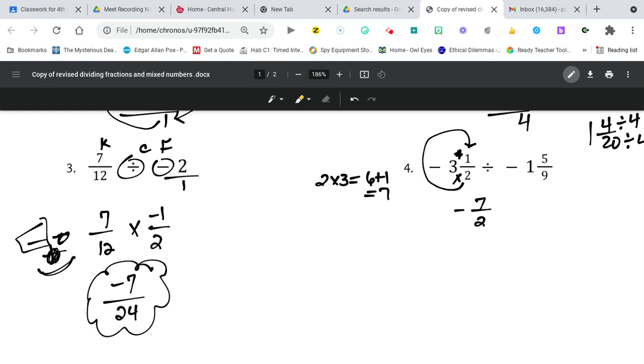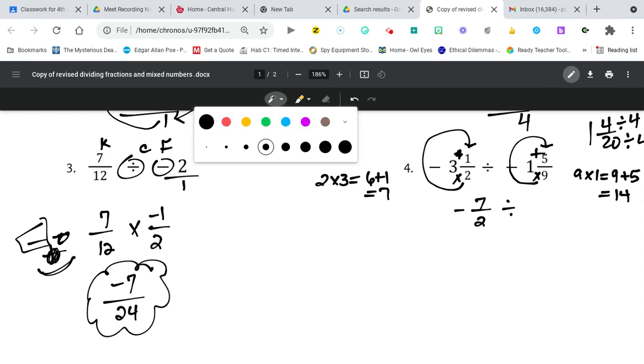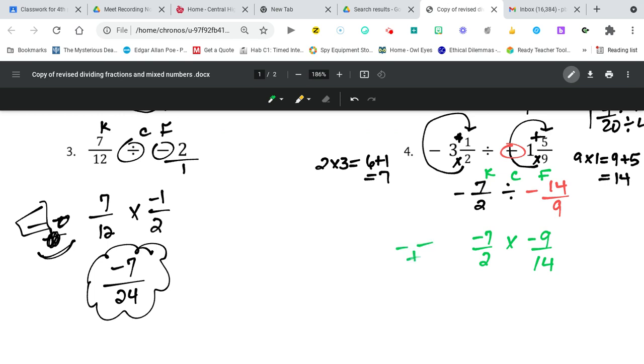So this would be negative 7 over 2 divided by, and then here, 9 times 1 is 9. And I want to add the 5. And I get 14. But I don't want to forget this sign. Negative 14/9. And then I'm simply going to keep, change, and flip. So that's negative 7/2 times negative 9/14. Use the smiling face for the sign. A negative times a negative is a positive.